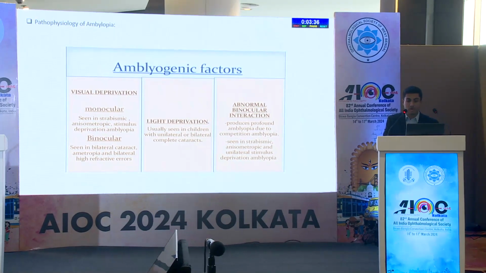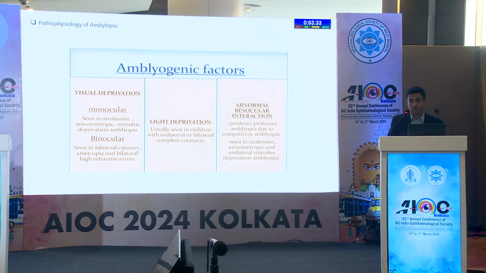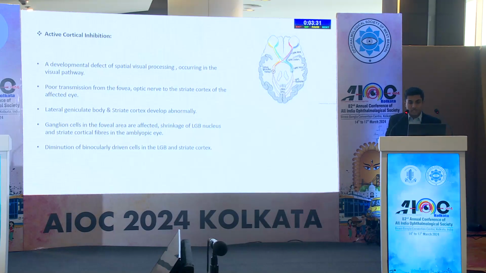The pathophysiology of amblyopia basically revolves around visual deprivation, which can be monocular, binocular, light deprivation, or abnormal binocular interaction. The concept basically revolves around active cortical inhibition. This is a developmental defect of spatial visual processing occurring in the visual pathway. There is poor transmission from the fovea and optic nerve to the striate cortex of the affected eye. The lateral geniculate body and the striate cortex also develop abnormally. The ganglion cells in the foveal areas are affected. There is shrinkage of the LGB nucleus and the striate cortical fibers in the amblyopic eye, with diminution of binocularly driven cells in the LGB and the striate cortex.